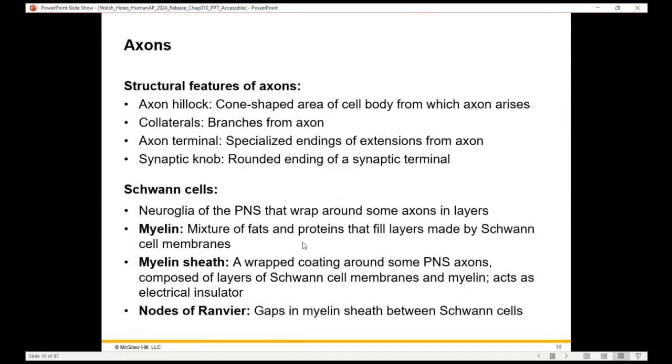There are also Schwann cells that surround the axons. These are neuroglia of the peripheral nervous system that wrap around some axons in layers. Myelin is a mixture of fats and proteins that fill the layers made by Schwann cell membranes. Myelin sheath is a wrapped coating around some of the peripheral nervous system axons, and it's composed of layers of Schwann cell membranes and myelin and acts as an electrical insulator. Nodes of Ranvier are gaps in the myelin sheath between the Schwann cells.